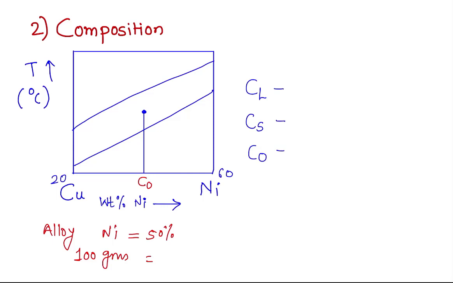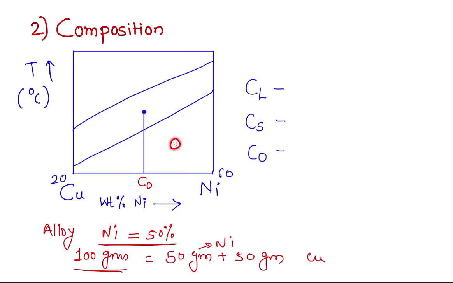Here composition C0 means if I have given 50% nickel, so out of 100 grams, 50 gram is nickel plus 50 gram is copper. 50 gram is nickel and 50 gram is copper. So this is the given composition. In this given composition, if we are at this point, we will have 100 gram solid. If we are at this point, we will have 100 gram liquid.